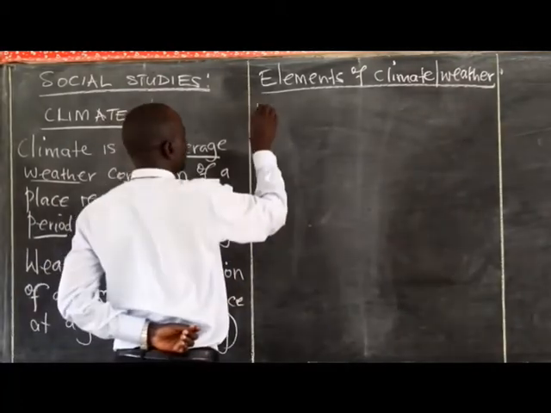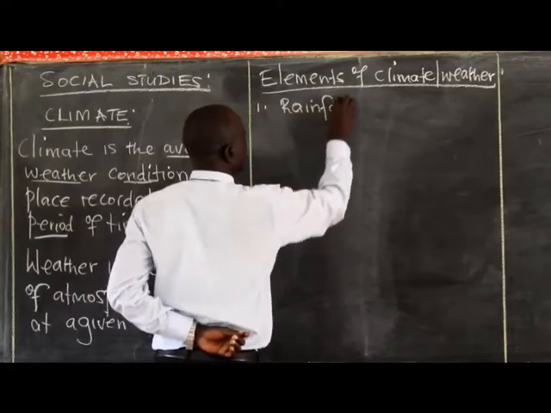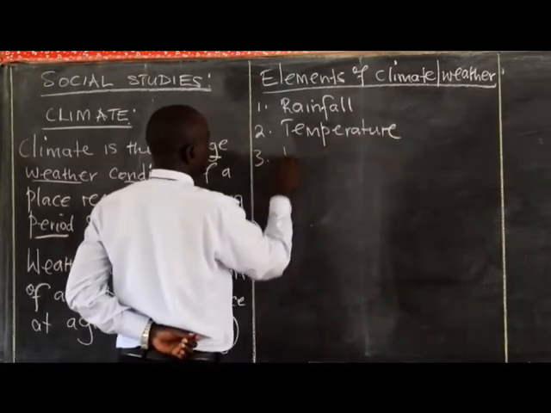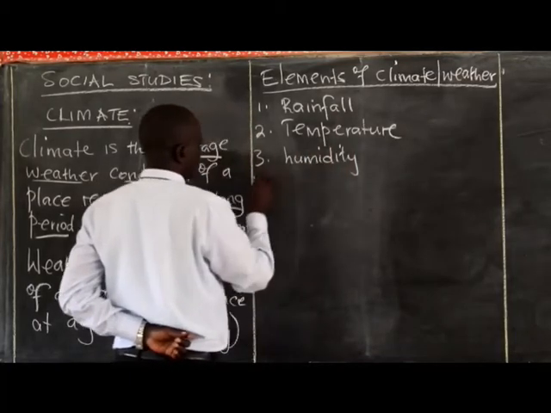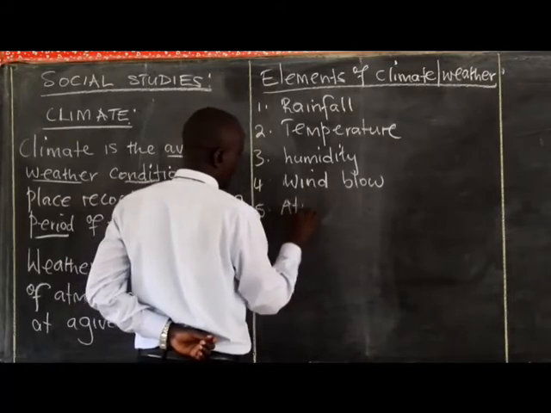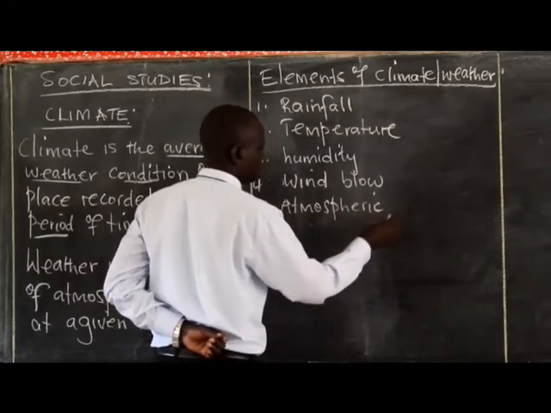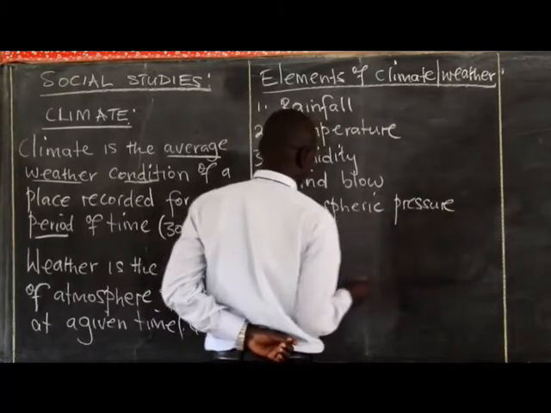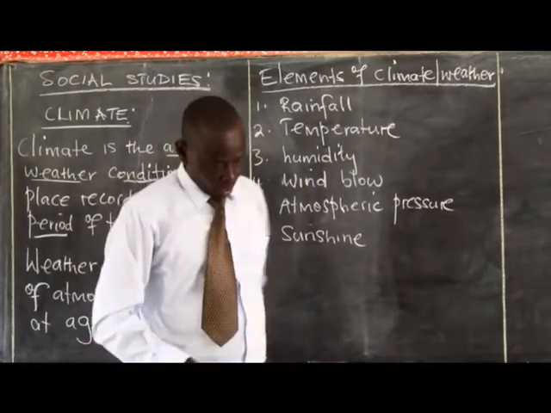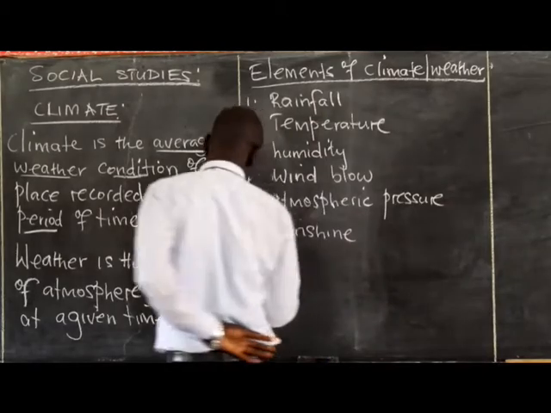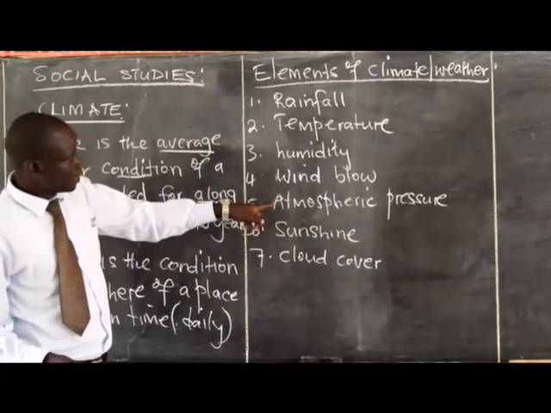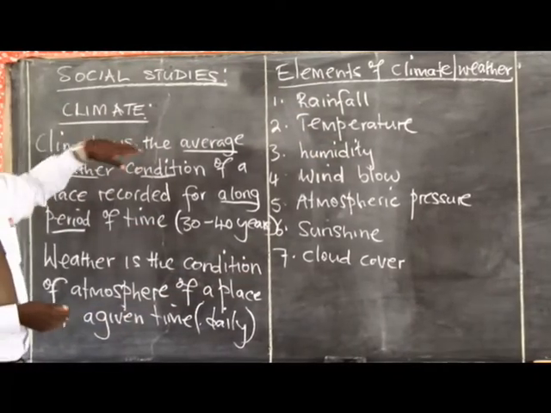we shall look at elements like we have rainfall as an element, we have temperature, we have humidity, we have wind blow, we have atmospheric pressure, we have sunshine, we have cloudy cover. Now these are the elements that we record daily that help us to determine the climate of an area.